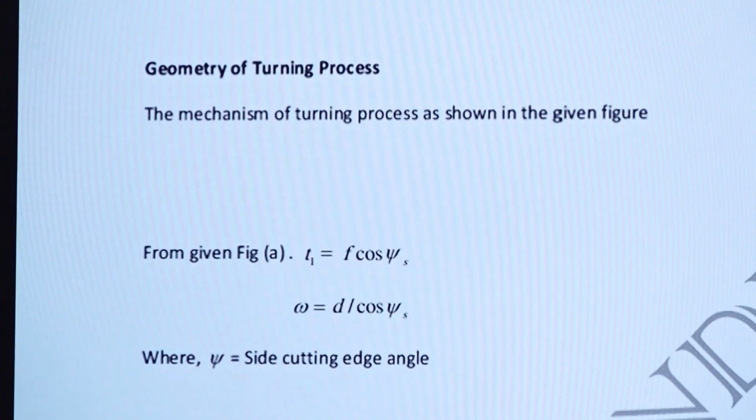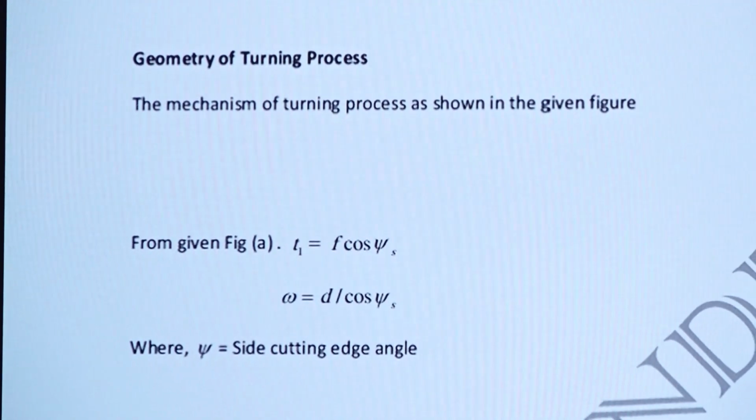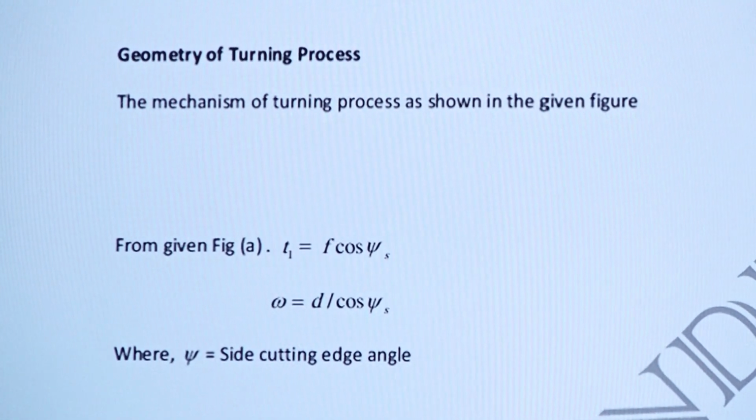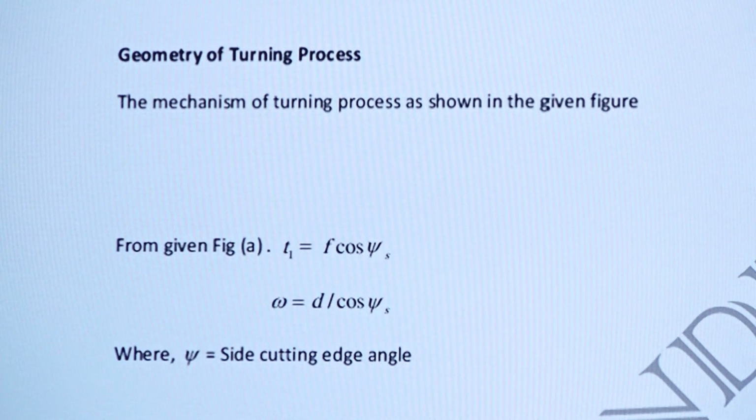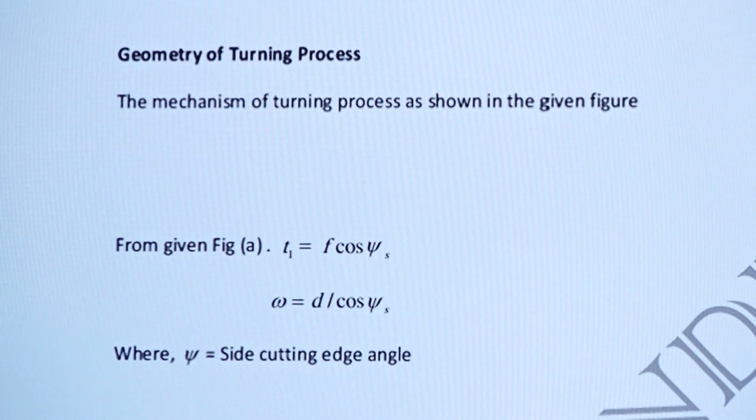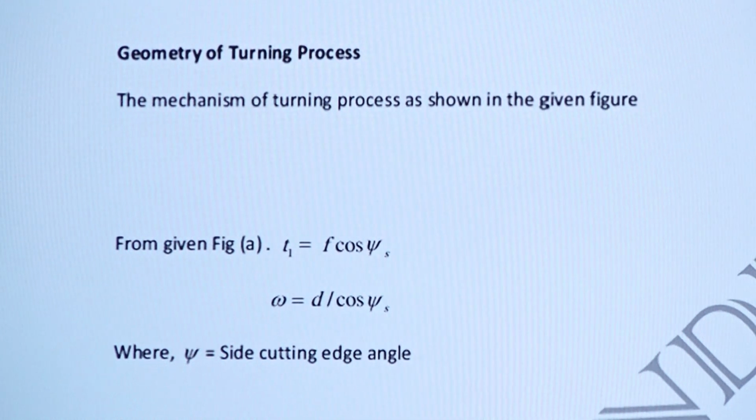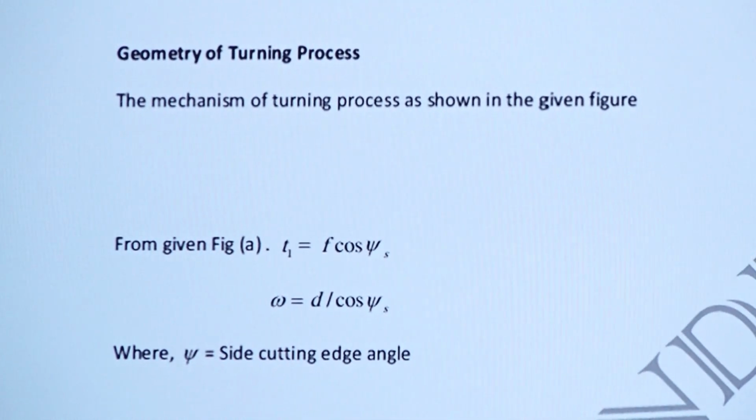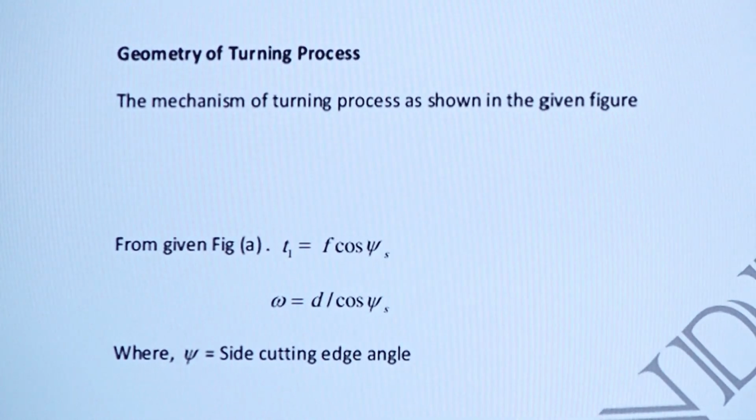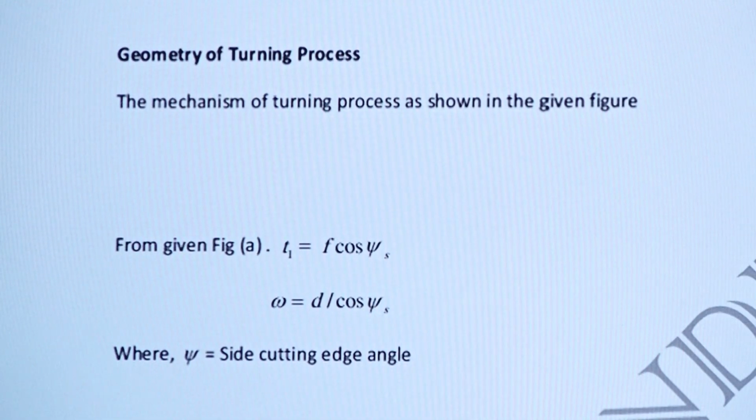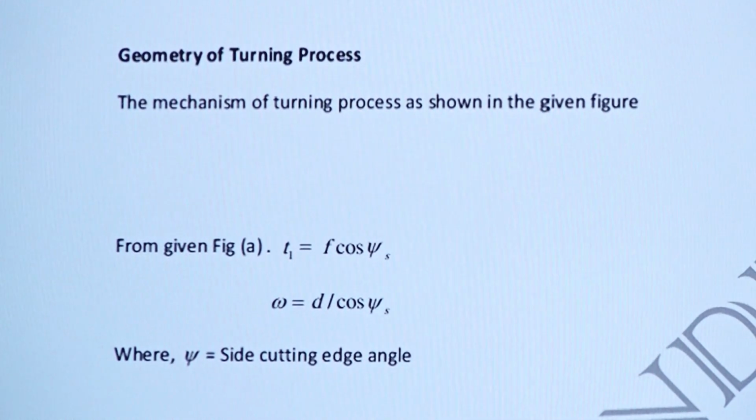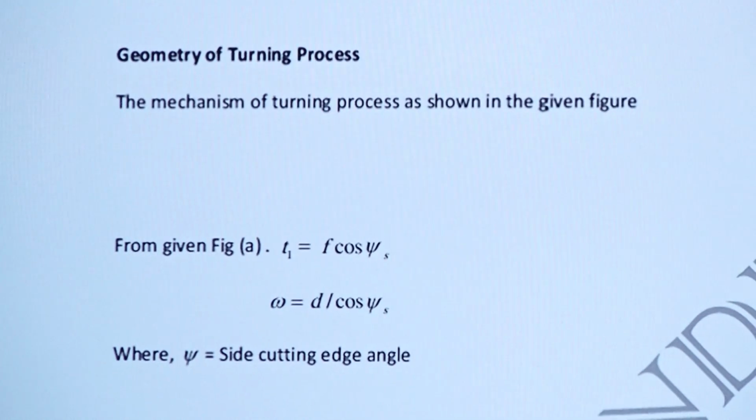In the turning process, the mechanism of the turning process: t1 equal to f cos psi s, and w equal to d by cos psi s. Here cos psi s is nothing but the side cutting edge angle. So to calculate t, the uncut chip thickness, we use f times cos psi s. For w, d by cos psi s. Okay.